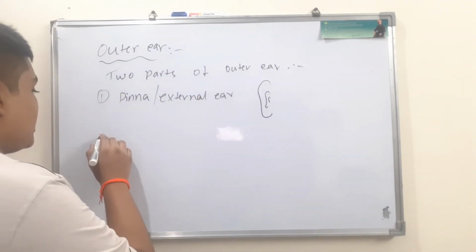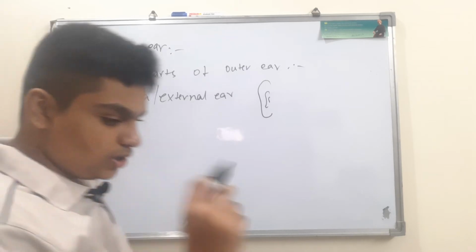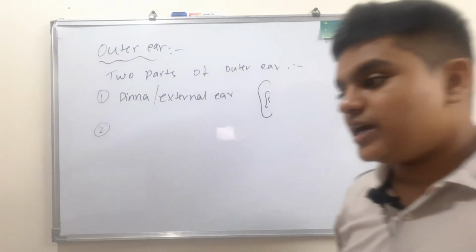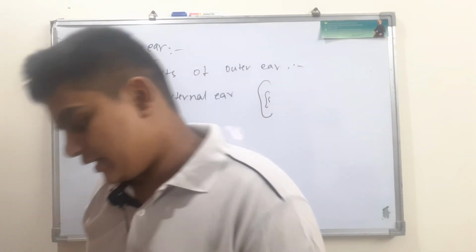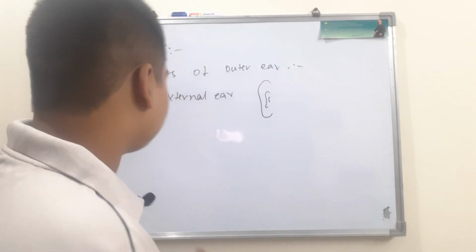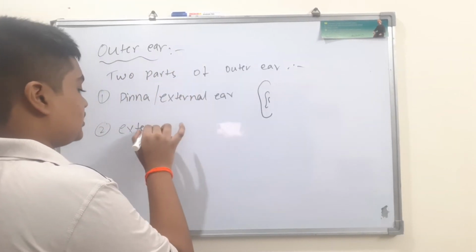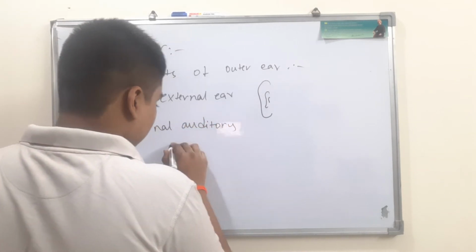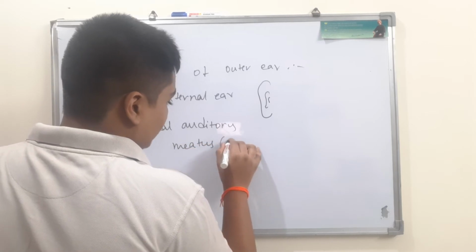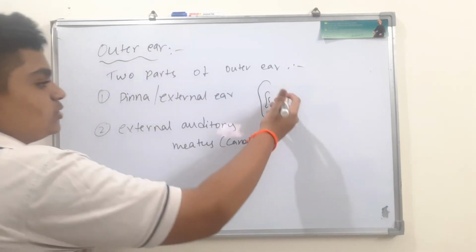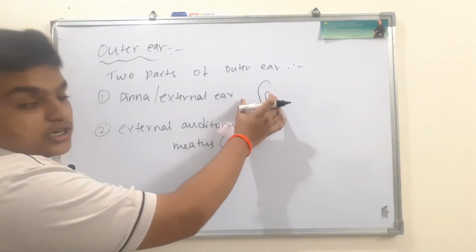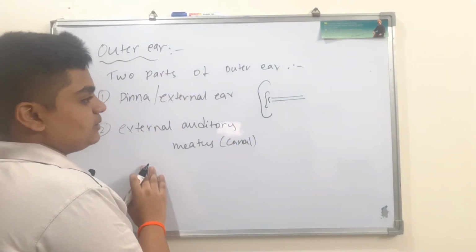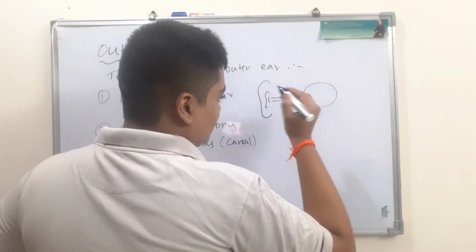The second part of it is a canal. It is a canal that connects the outer ear and the middle ear, called the external auditory meatus. It is actually a canal that connects the outer ear and the middle ear. So this is your ear pinna. So this is how this external auditory meatus is here, and this is the part of our middle ear.